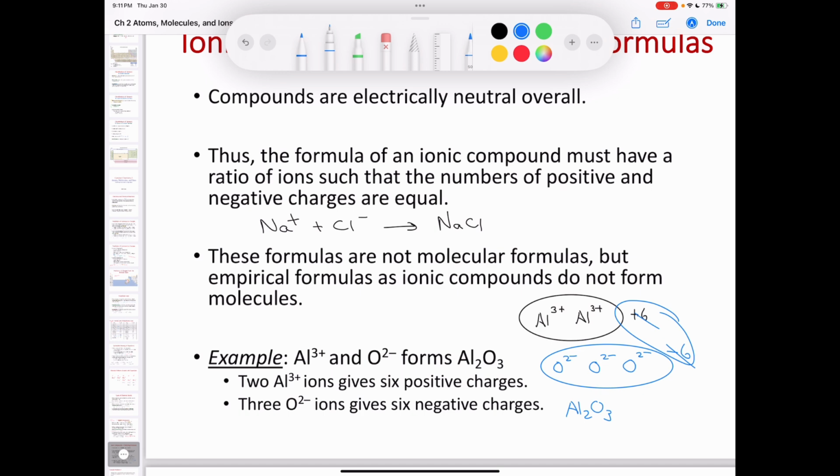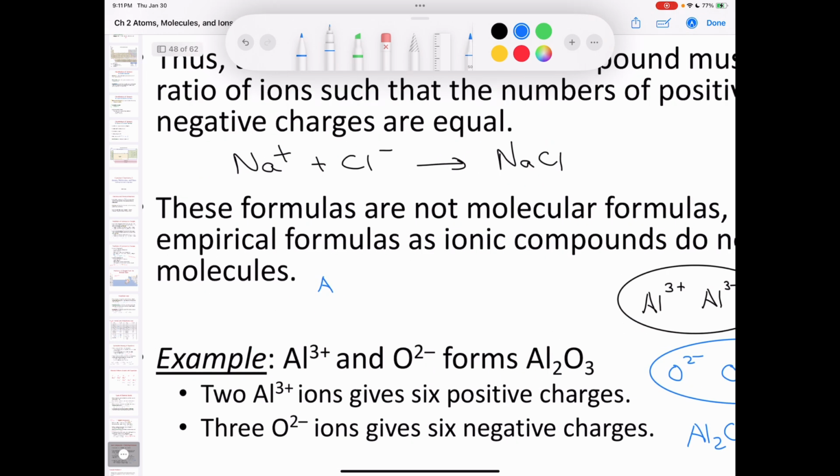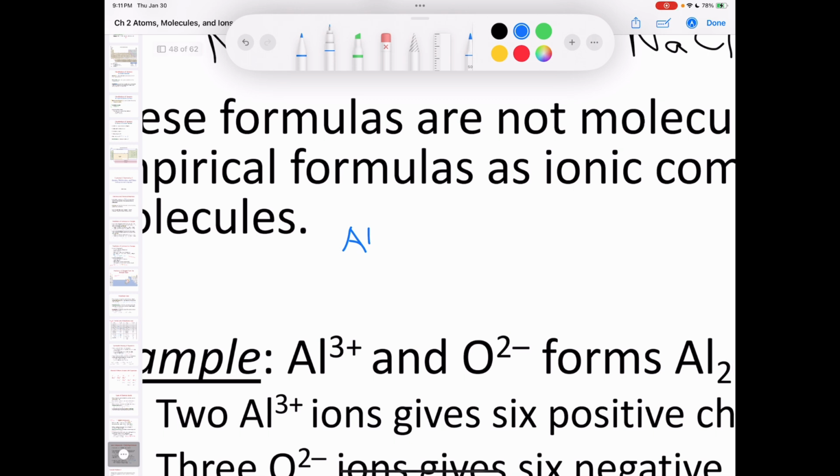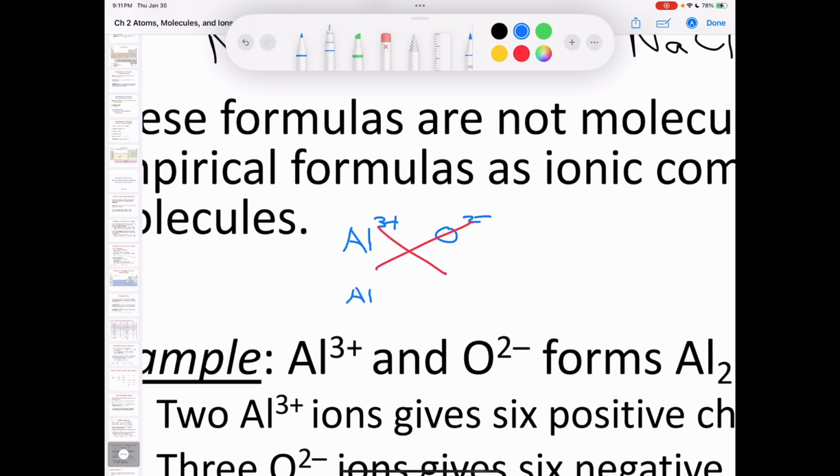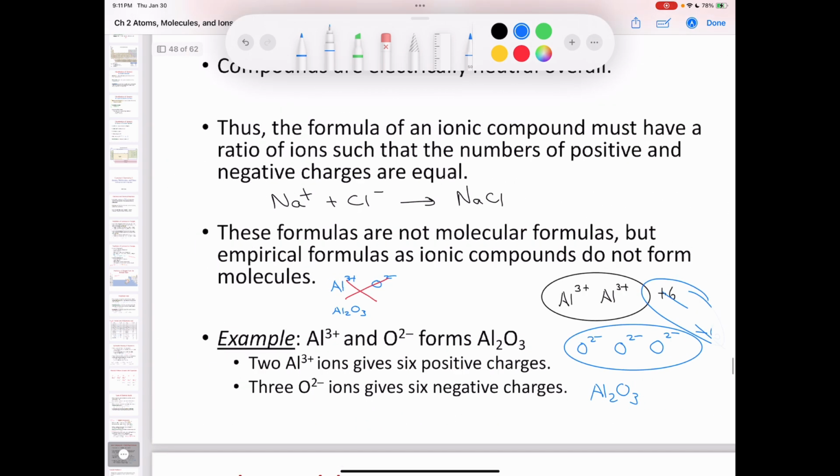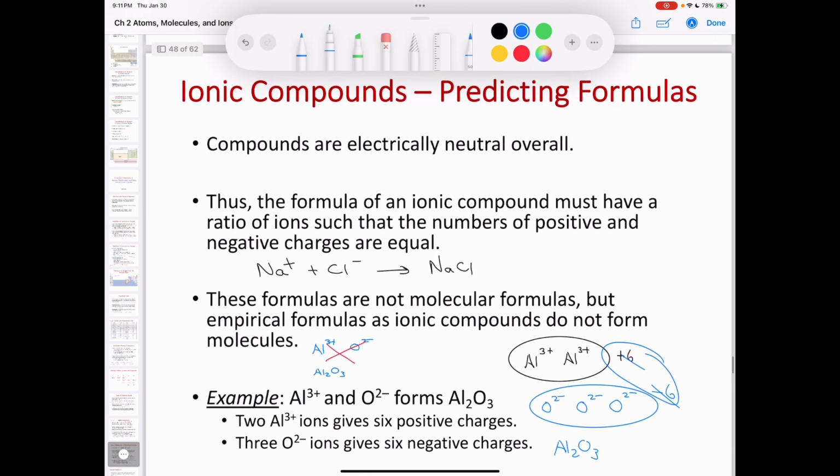Now, there is another trick that students will use sometimes. I would just say, proceed with caution. If you take your aluminum 3+ and your O2-, you can crisscross the charges, the 3 and the 2, and then you can say, okay, well, I need Al2 and I need O3. Either way works, but I prefer to do mental math and quickly figure out how many of each ion I should have in order to cancel out the charges.